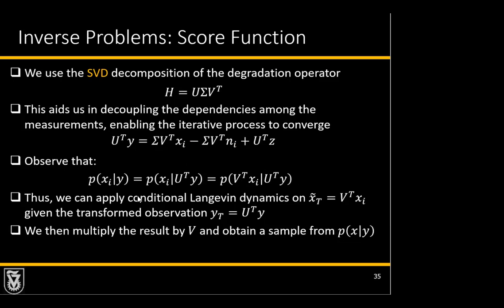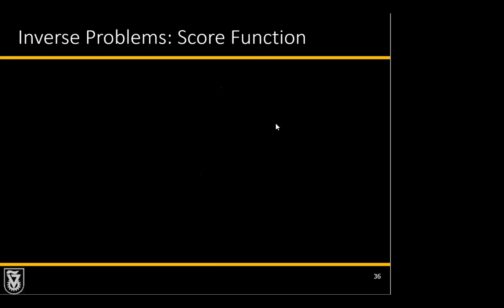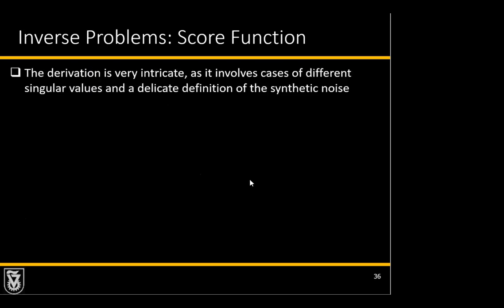Now, we want to apply the conditional Langevin dynamics on these transformed versions, right? V transpose xi, which I will call x transformed, and U transpose y, which I will call y transformed. If I have the score function of these, using this relation here, where the difference between the transformed y and the transformed xi multiplied by sigma will be just this noise element, I need to derive the score function. If I can do that, I can sample from the posterior distribution of any linear inverse problem, which is very fascinating.